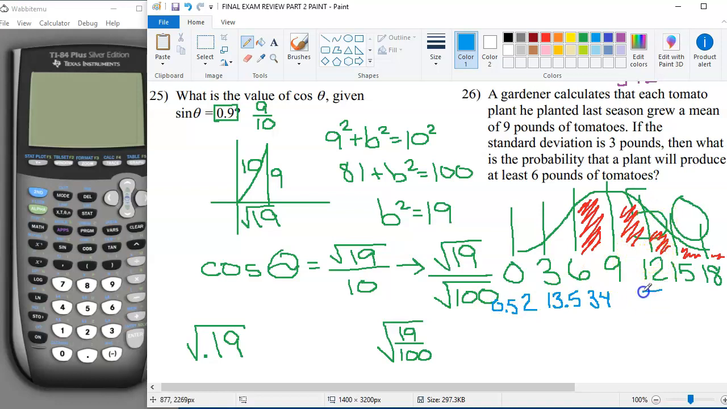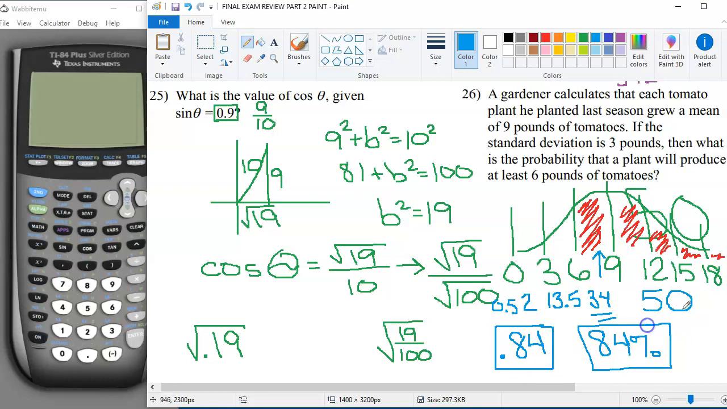So if we know that there's 50% over here, there's a 50% chance that it's going to be more than 9, and then we add in the other 34% that we got from this area right here, you would get 84%, or if they are looking for a decimal, you would call it 0.84. I'm not sure which answer they're going to be looking for, but either one is good.